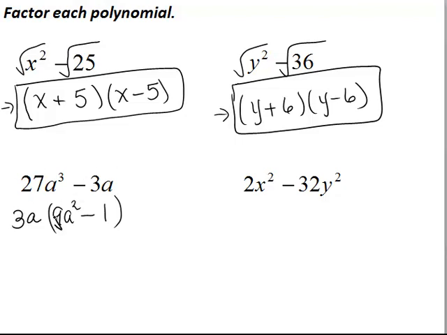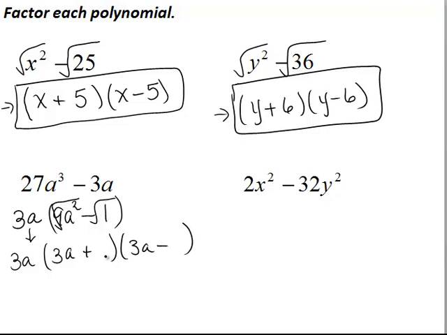Now, follow the same procedure as before, recognizing that this is also a difference of two squares. So we'll carry this 3a straight down. The square root of 9 is 3. The square root of a squared is a. So I'll have 3a plus and 3a minus. Now, the square root of 1 is 1, so I'll put in a 1 here as well. So now I have factored my given polynomial.